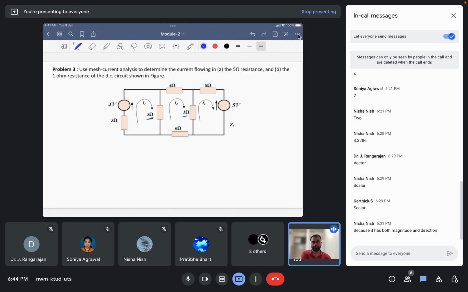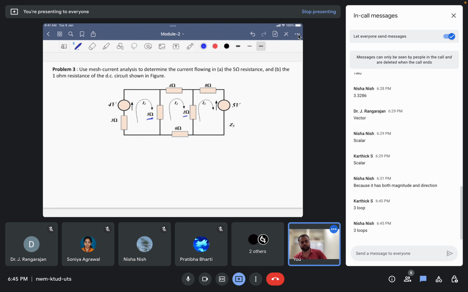I hope you are aware of mesh current analysis. So already here, please write down the number of loops. Please participate in the chat. Write how many loops you can identify from the circuit, the number of independent loops. Anyone with the number of loops for the given circuit? Yeah, 3 loops, very good.